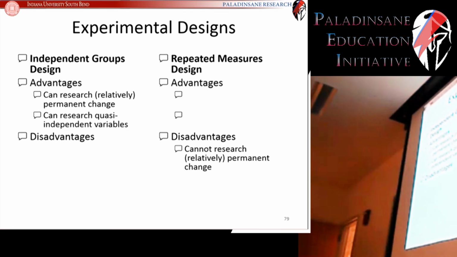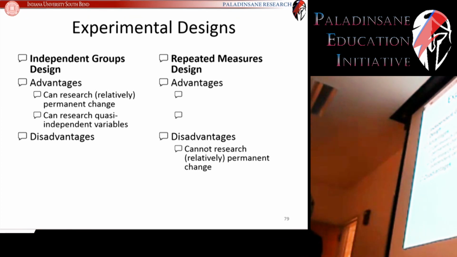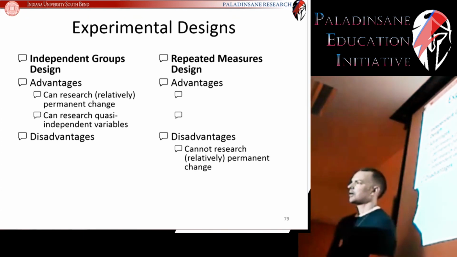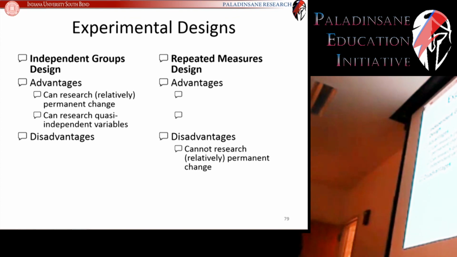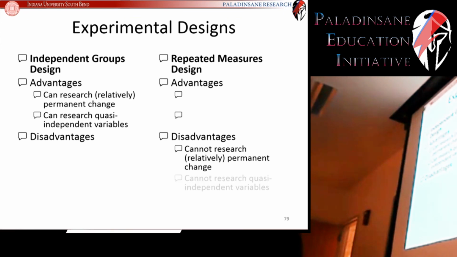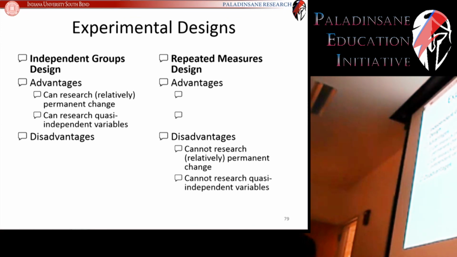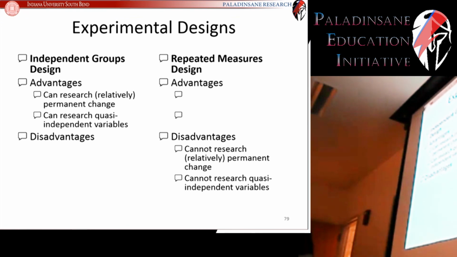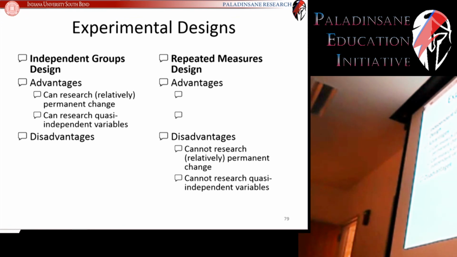Independent groups designs, this is a big one here. You can investigate and research quasi-independent variables. And quasi-independent variables are variables that you can divide people on, but you cannot randomly assign. In a repeated measures design, you cannot divide people because they're experiencing every single instance. So this is one of the big ones that kind of locks some research into quasi-independent variables.